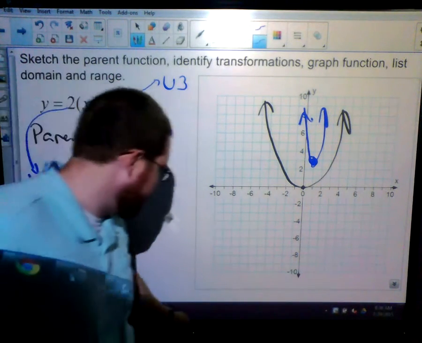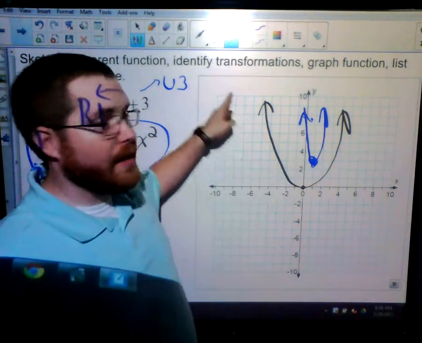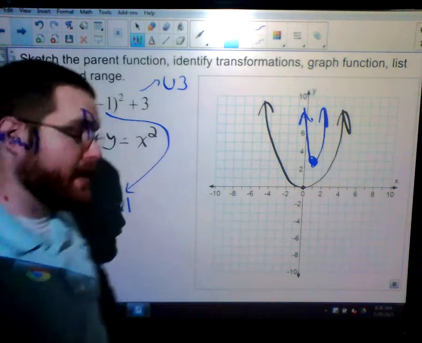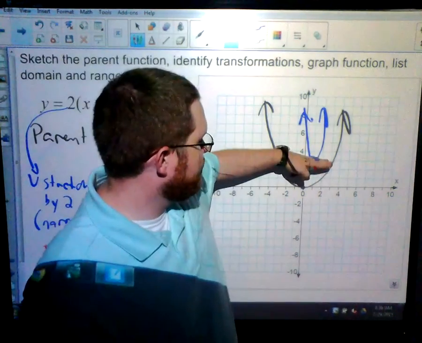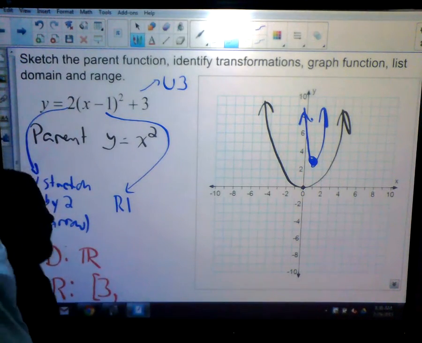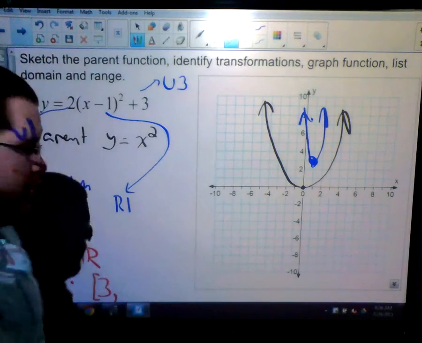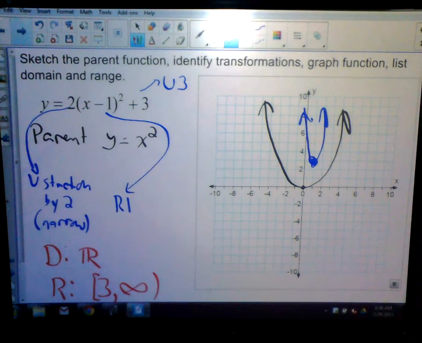List the domain and range. Well, this is a parabola. Parabolas go forever to the left and forever to the right. That means the domain is all real numbers. How about the range? We read range from bottom to top. So what's the bottom of my new graph? The bottom is at 3. And it touches 3, so I'm going to put a bracket. How far up does the new graph go? It goes up forever, so infinity. So there's the parent graph, the transformations listed, the transformations sketched, and then the domain and the range.